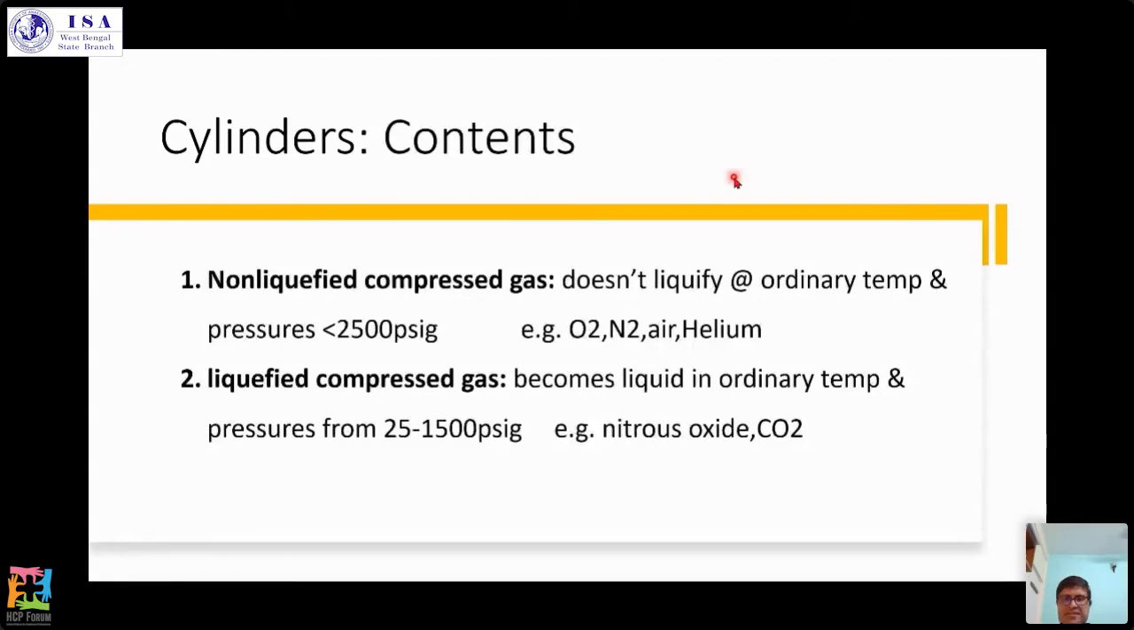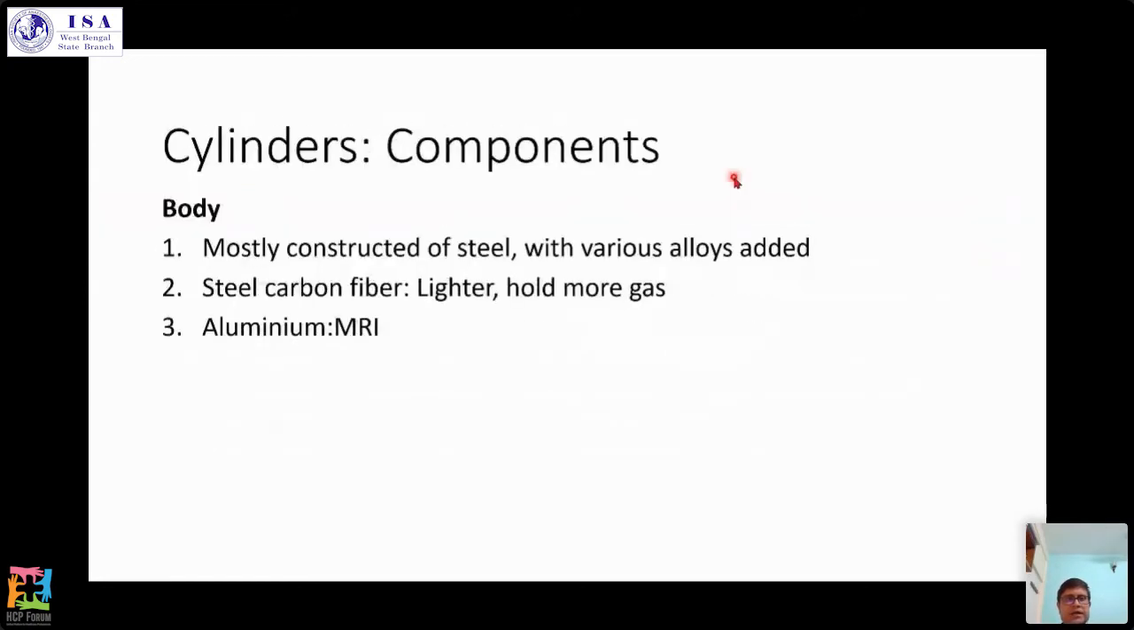Now, non-liquefied compressed gas is a gas which does not liquefy at ordinary temperature and pressures less than 25,000 PSIG, which is a pretty high pressure, like oxygen, nitrous, air, and helium. Liquefied compressed gas becomes liquid at ordinary temperature and pretty high pressure, like nitrous oxide and carbon dioxide. So a liquefied compressed gas will have most of the gas in liquid form and a little bit of gas on top of that liquid. But compressed gas will have only gas at very high pressure within the cylinders.